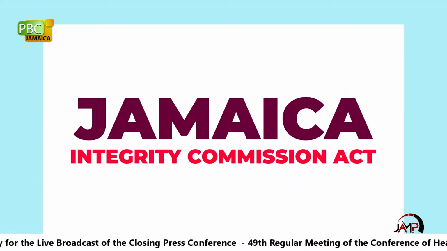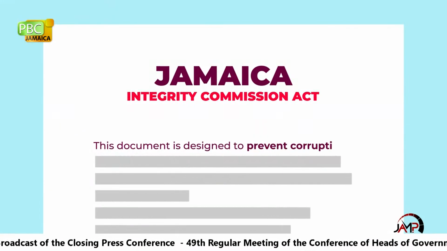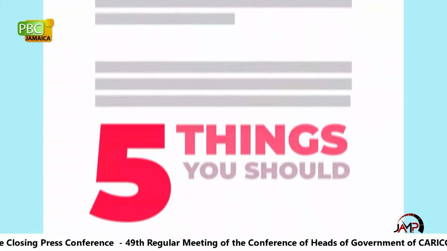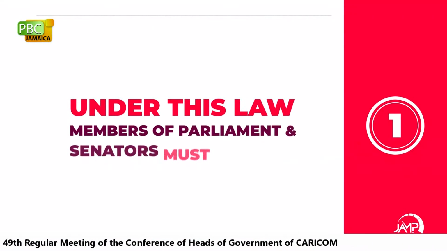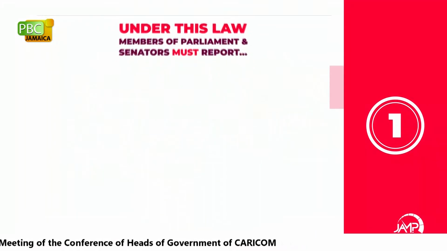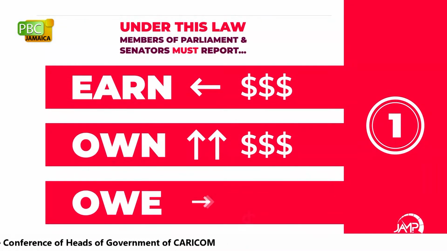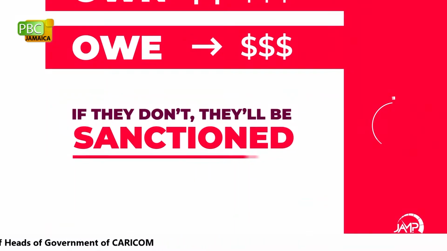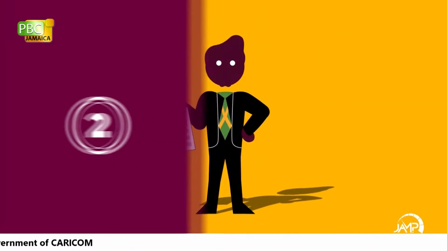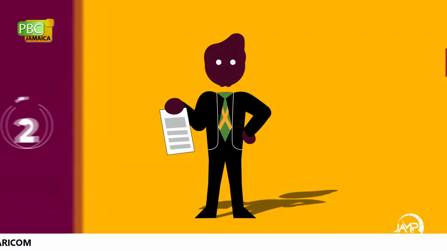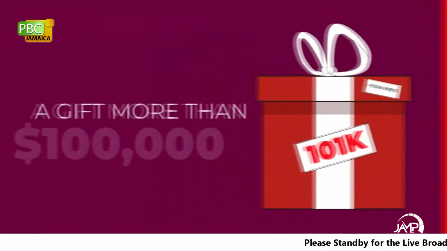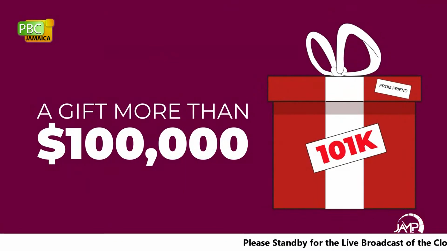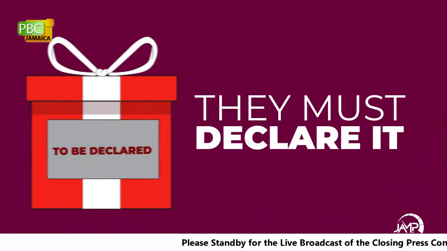Jamaica's Integrity Commission Act was designed to prevent corruption, and here are 5 things you should know. 1. Under this law, every year MPs and senators must report what they earn, own, and owe, and if they don't, they'll be sanctioned. 2. Their report must include the same kind of information for their wife or husband and children. 3. If they get a gift worth more than $100,000 from anyone who's not family, they must declare it.